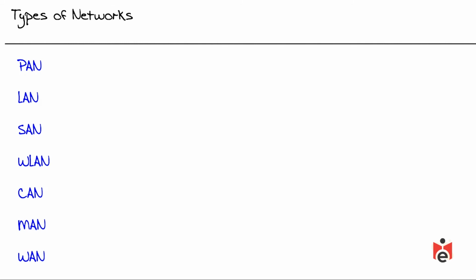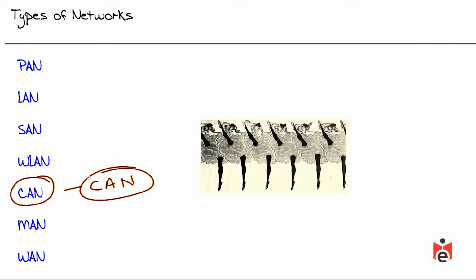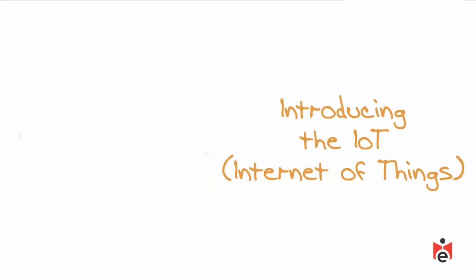And before we wrap this nugget up, just one more really quick point. We mentioned that there's a type of network called the campus area network, and I want you to realize that you can connect a campus area network pretty easily to another campus area network. And when you do this, you of course have the can-can, a famous dance in which the dancers kick their legs up really high.